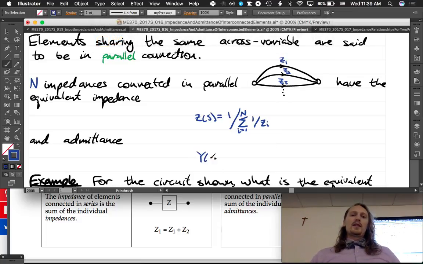And the admittance is, there's a nice symmetry to all this. Can you guys guess what this is going to be? Yeah. It's good to see the symmetry.